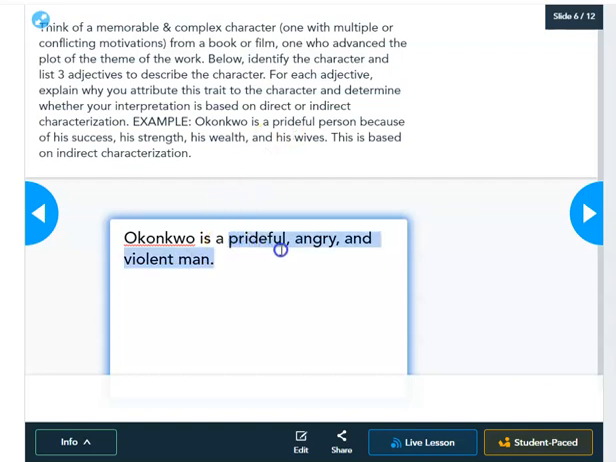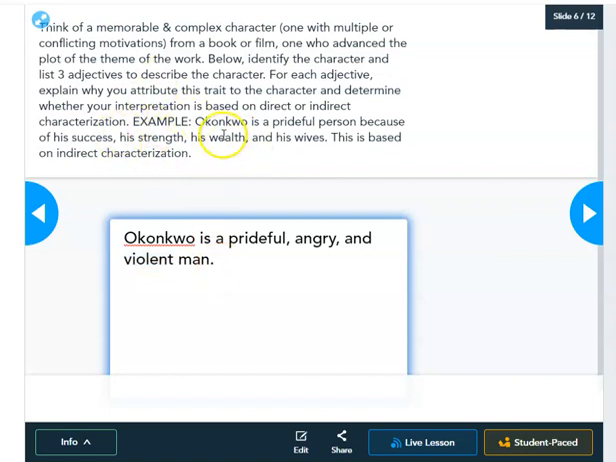Now for each adjective you use, you also are going to need to explain. So for each adjective, explain why you attribute this trait to the character. Why do we say Okonkwo is prideful? Why do we say he's angry? Why do we say he is sometimes violent? And you need to determine whether that is direct or indirect characterization.